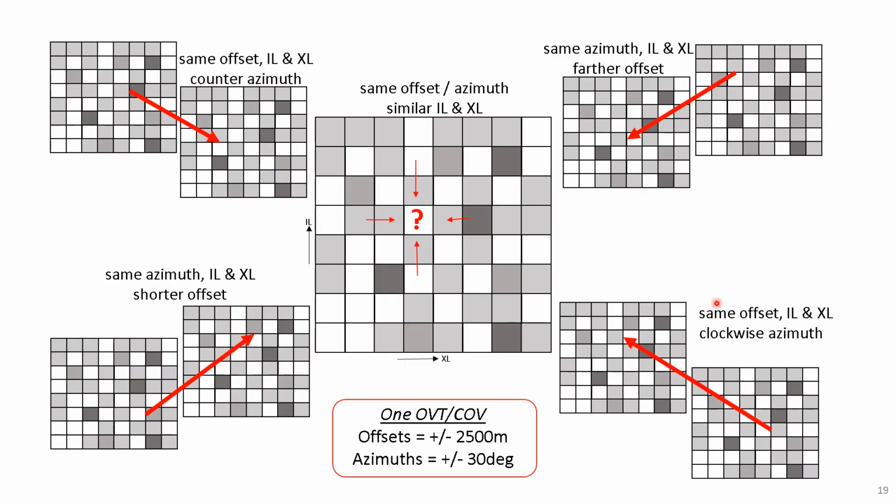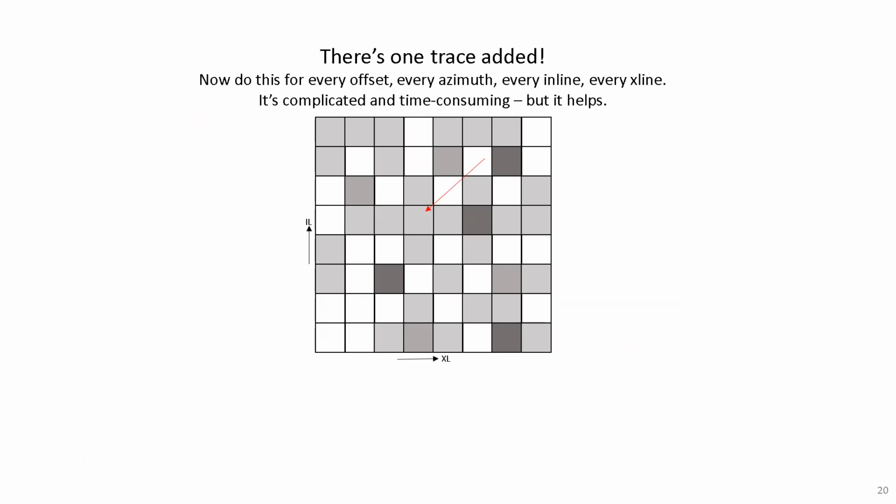Similarly, we can have the same offset and inline and cross line, but let's look in the clockwise azimuth, and let's look in the counterclockwise azimuth. We can look in all of those directions, and time, before writing a new trace. And there we've written our 1 new trace. That's a lot of work just to write 1 trace. But we need to do this for all of these empty bins, for every inline, for every cross line, for every offset, for every azimuth. It's very complicated, it's very time consuming, but it helps.